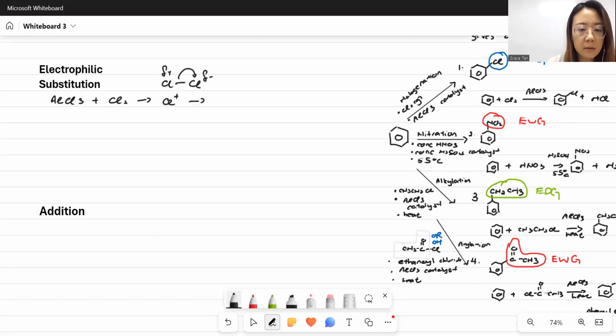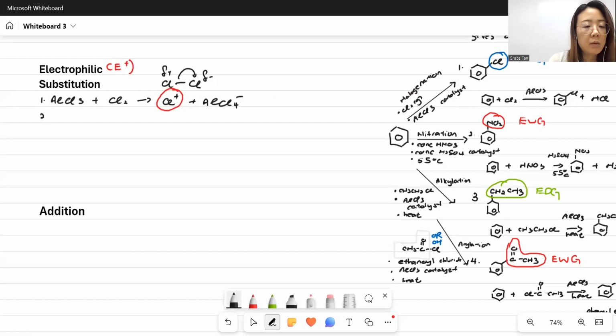And then they will form an intermediate called the AlCl4 minus. Okay, so your electrophile is the Cl plus. This is your electrophile, also known as E plus. In short, step 1, I need to see the production of electrophile. Number 1.